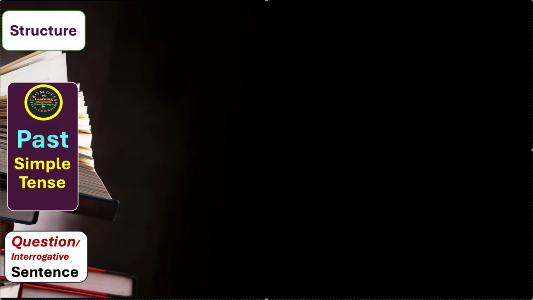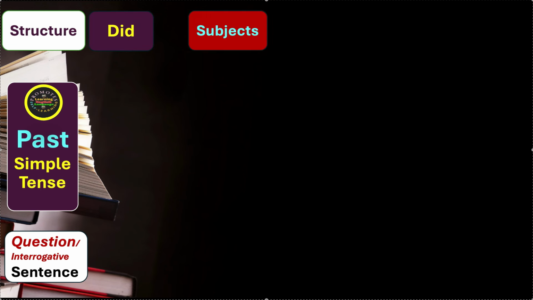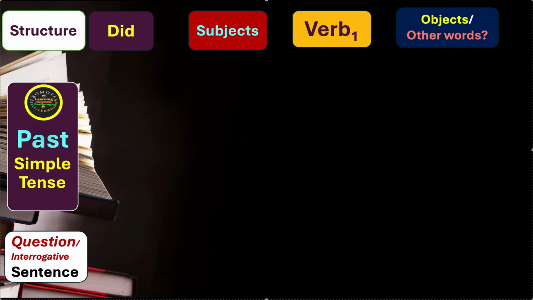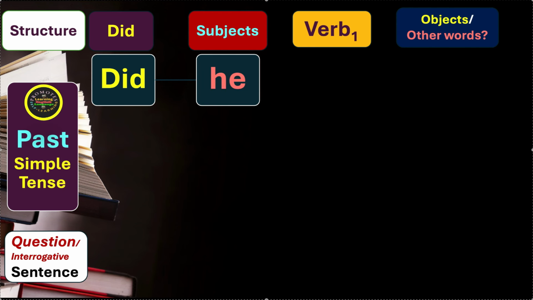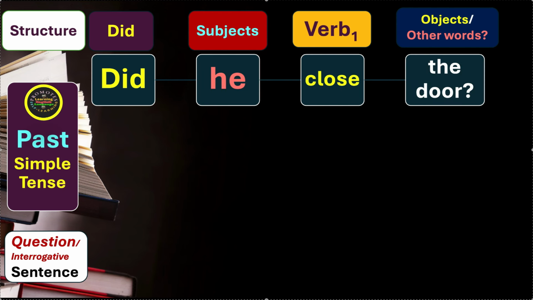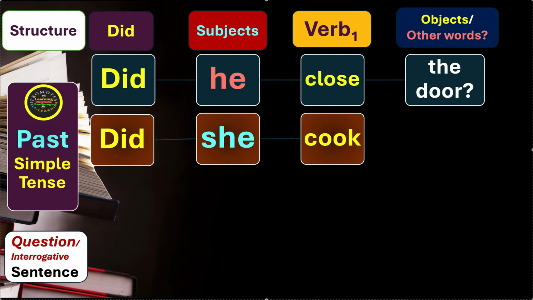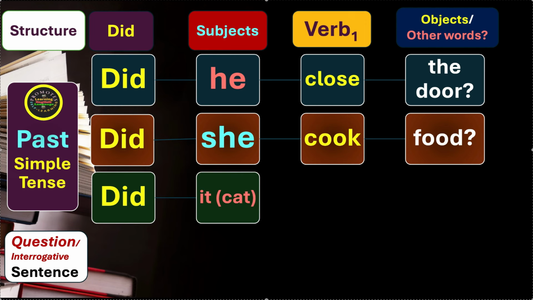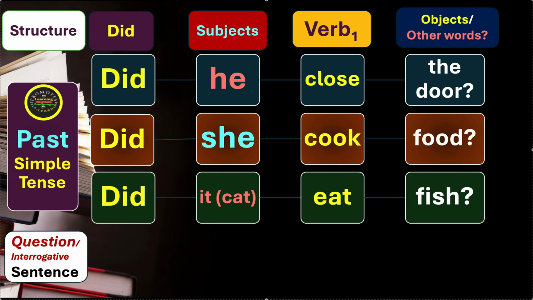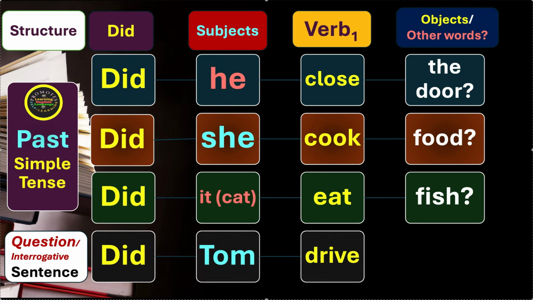And in the interrogative form of sentence, we use did in the beginning of a sentence before subjects, and then we use the first form of the verb, and then we have objects or other words. How? Did he close the door? Did she cook food? Did it, for cat, eat fish? Did Tom drive a car?